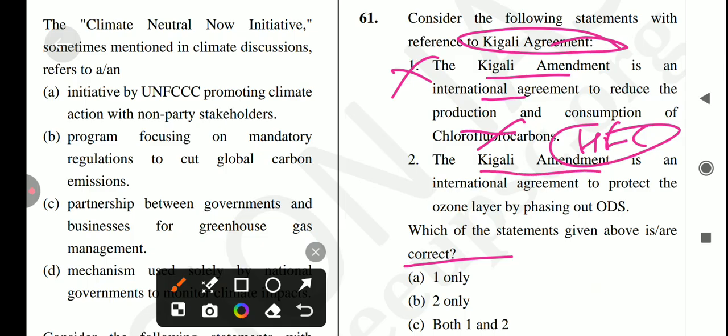Next is: the Kigali Amendment is an international agreement to protect the ozone layer by phasing out ODS. Is it true? No, it's not a correct statement because the most common ODS include chlorofluorocarbon, halon, carbon tetrachloride, and methyl chloroform, and HFCs are commonly used alternatives of ozone depleting substances such as hydrochlorofluorocarbon and chlorofluorocarbon, which are already controlled under the Montreal Protocol.